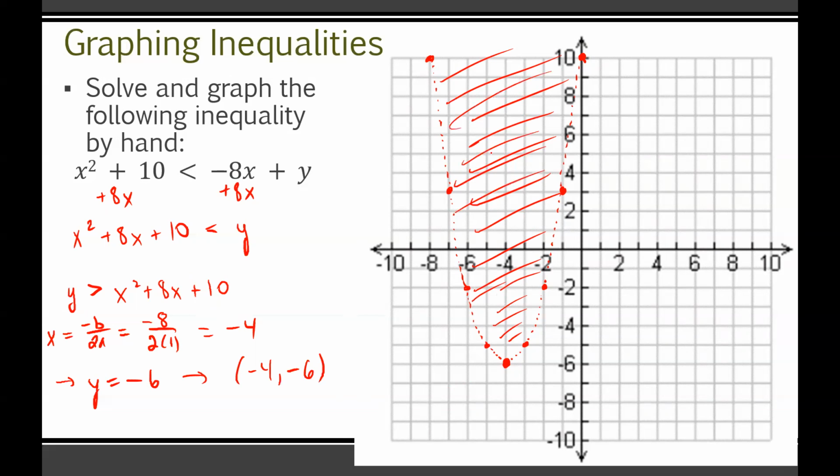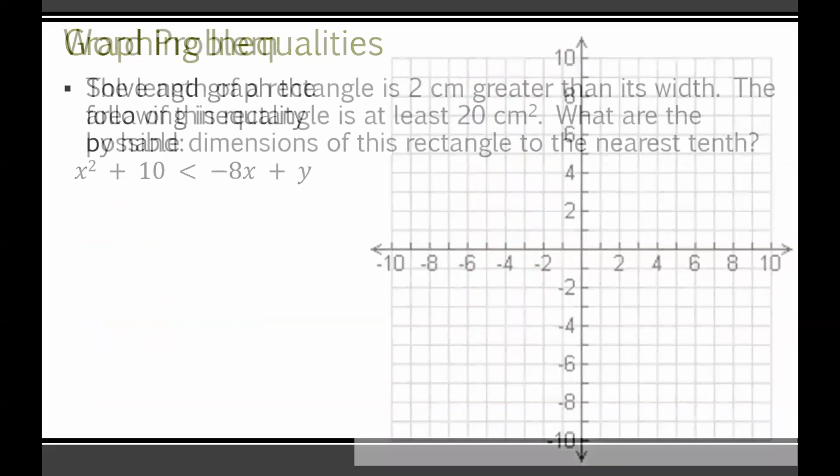Because that's a common mistake. A lot of people seem to shade the wrong side of their graph. And that's all you've got to do. That's it for graphing these inequalities, right? So if you have two variables, you're going to use a two-dimensional graph. In other words, you're going to use a Cartesian plane, okay?